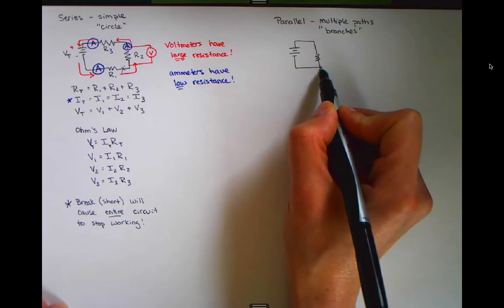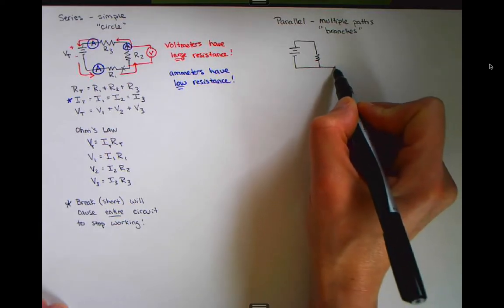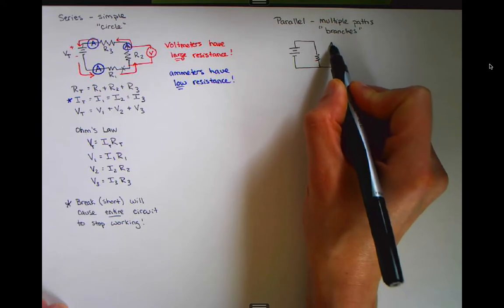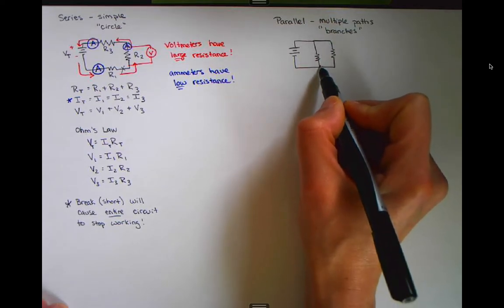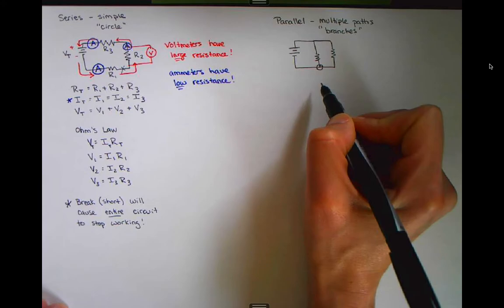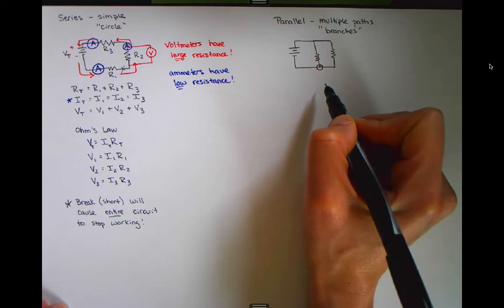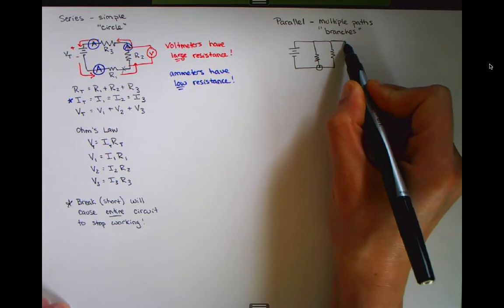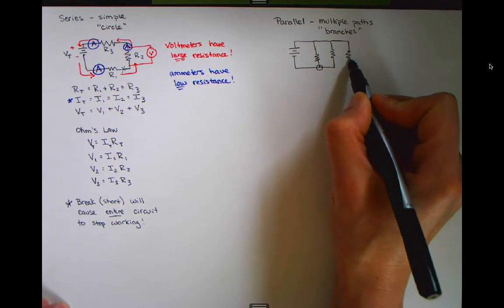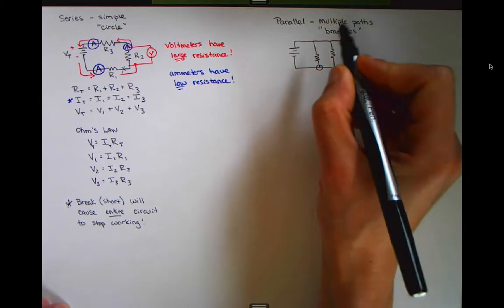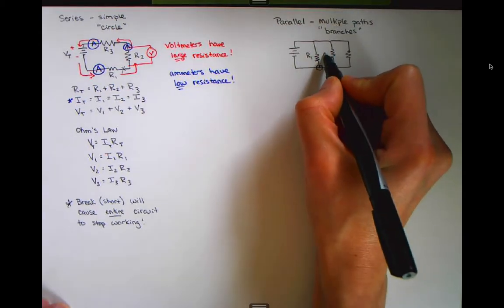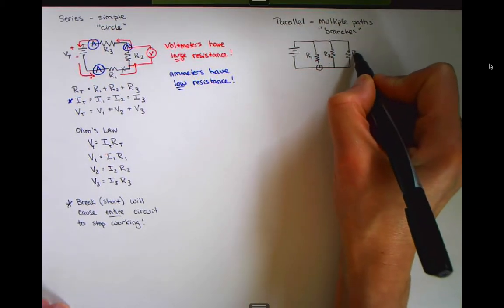So I'm going to add another wire. And then I'm going to add another resistor here. And so what I've done down here is create a junction. So at that point, current has a choice of where it could go. I'm going to add one more branch here, so I have 3 branches, and then we'll talk about where things are going to go. So I'm going to call this R1, this is R2, and this will be R3.